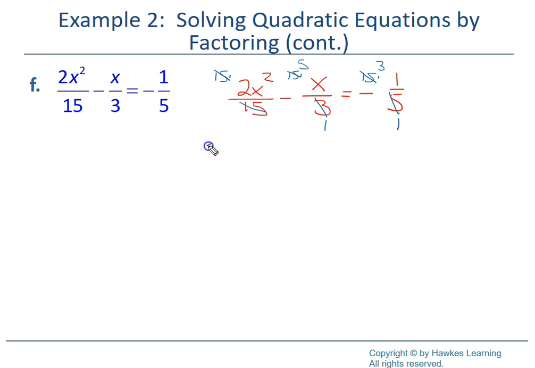So now we have 2x squared minus 5x. And I'm going to bring this negative 3 over to this side. I'll put a 0 there. Bring this negative 3 on this side. It becomes a positive 3. So now I need to factor that.